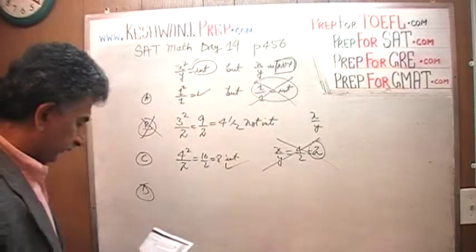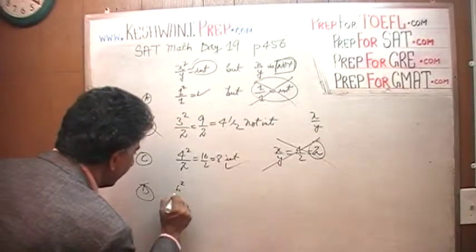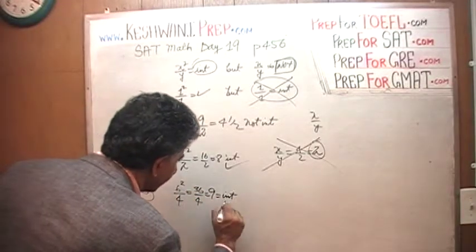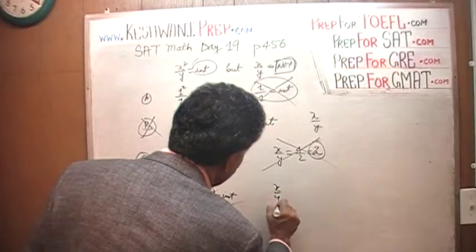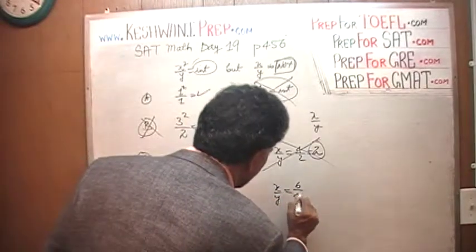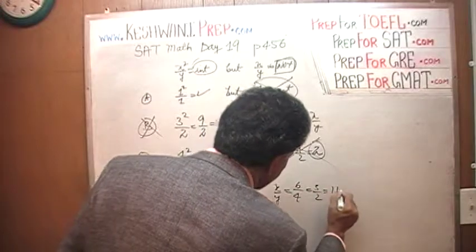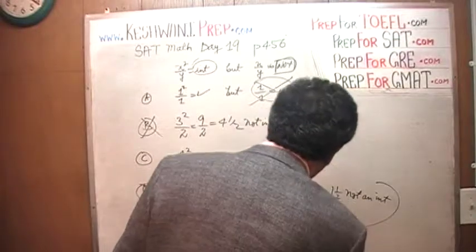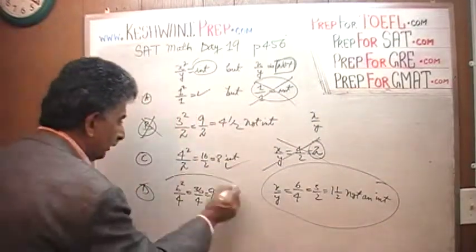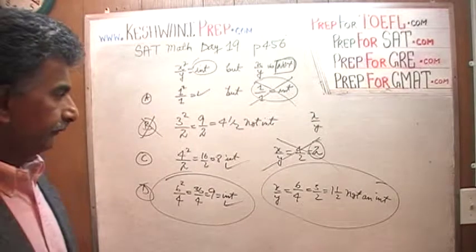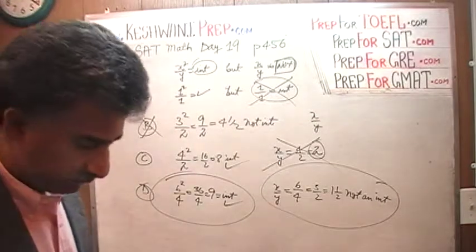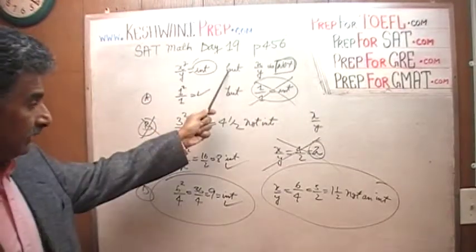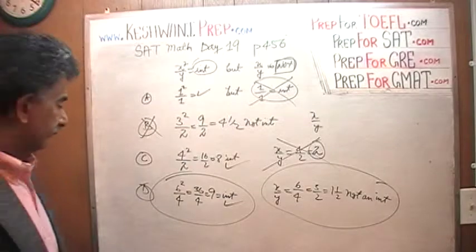Let's look at D. 6 over 4. 6 squared over 4, which is 36 over 4, which is 9, which is an integer. So that's fine. And x over y here, which would be 6 over 4, which is 3 over 2, which is 1.5, which is not an integer. Voila, we found our guy. X is 6: 6 squared over 4 is an integer, but 6 over 4 is not an integer.